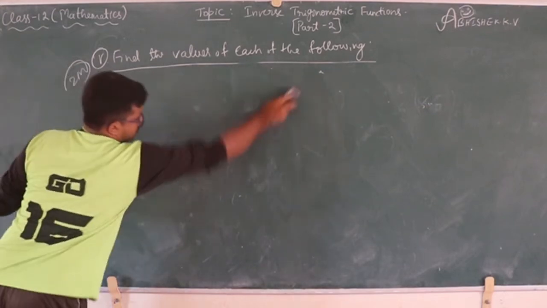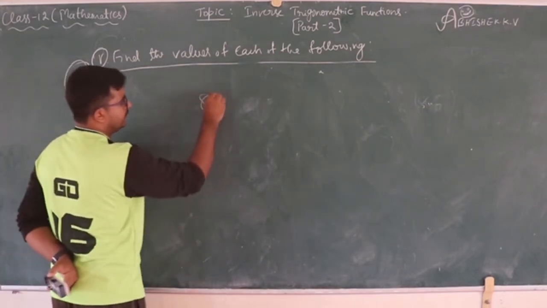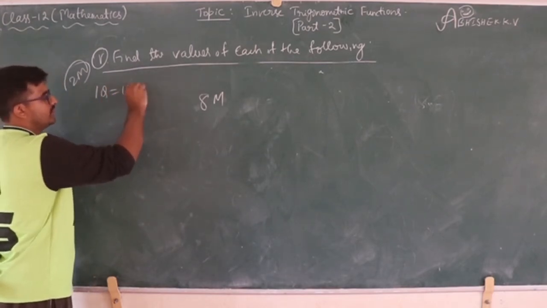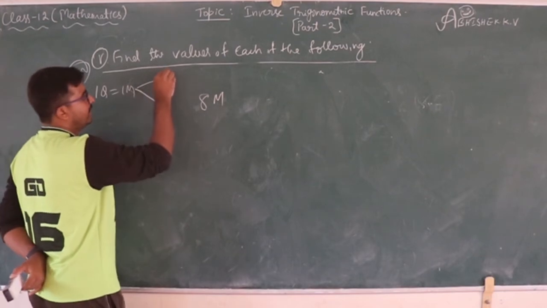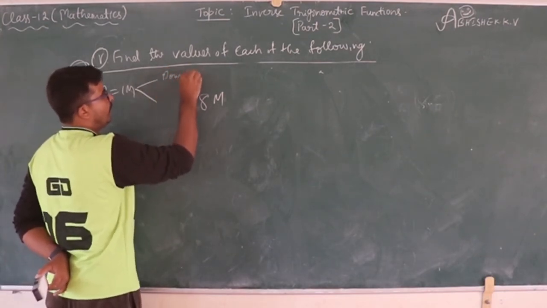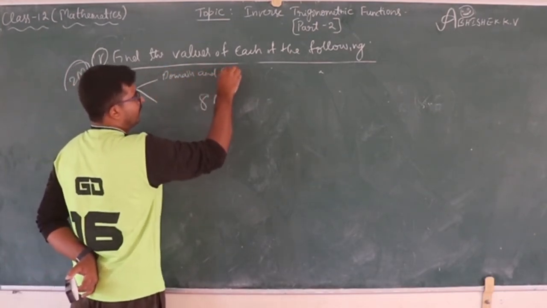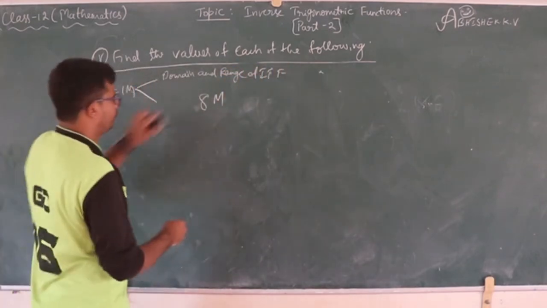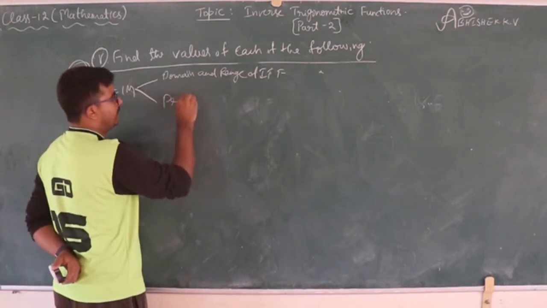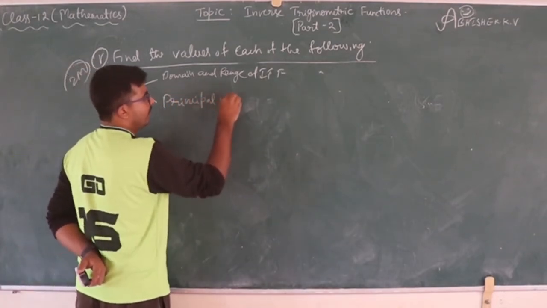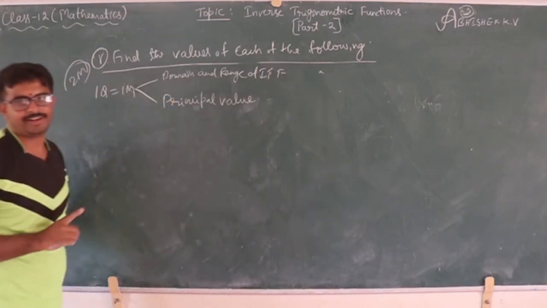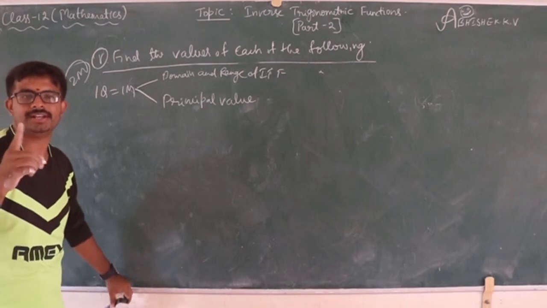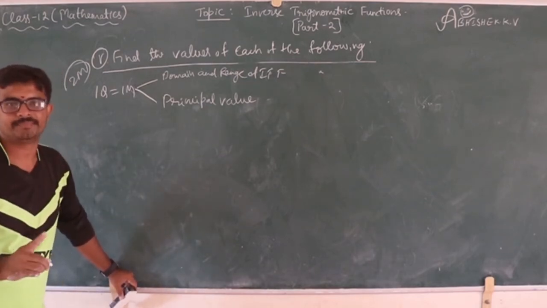You are going to get totally 8 marks. One question for 1 mark. This question is based on either domain and range of inverse trigonometric function or principal value of the given trigonometric function. Out of these two concepts only, you are definitely going to get a 1 mark question in your part 3.